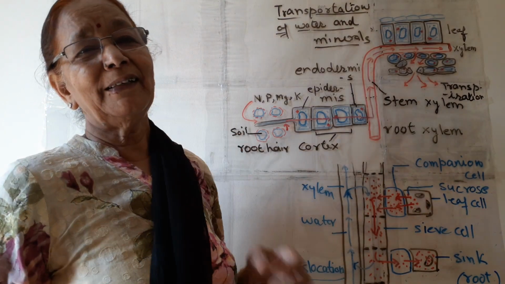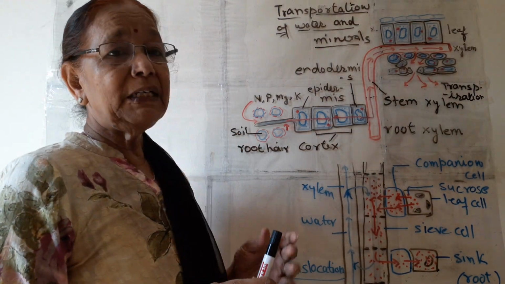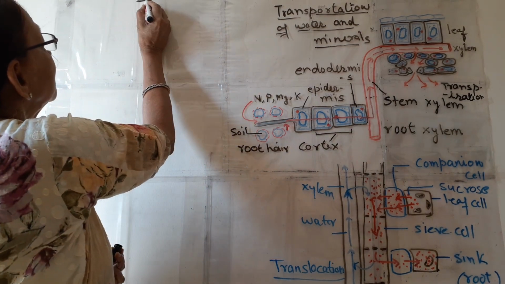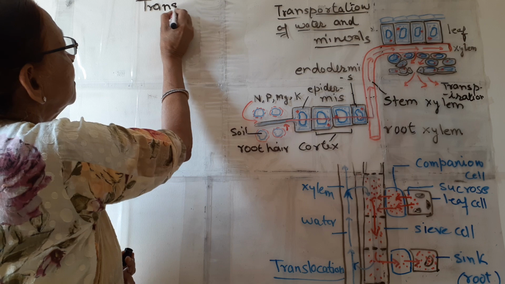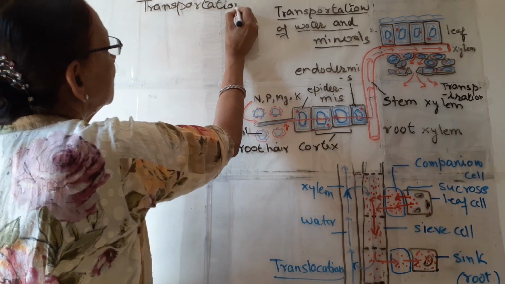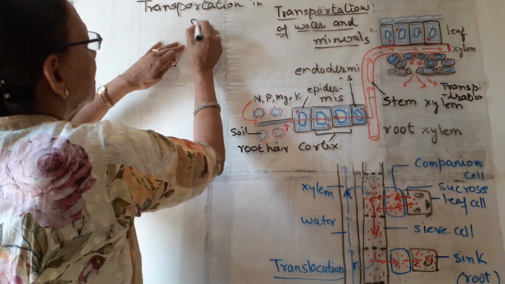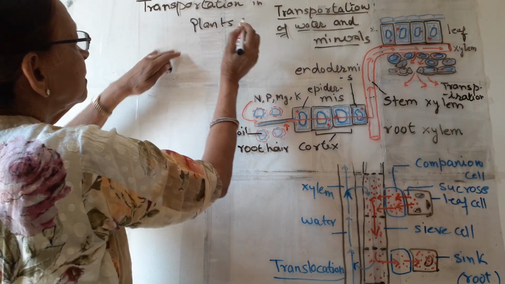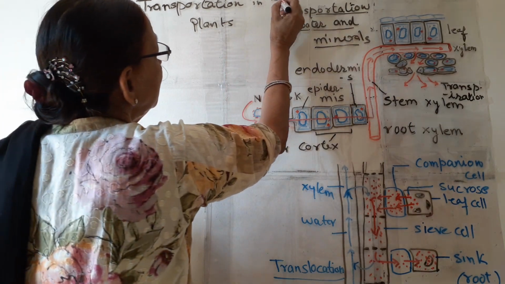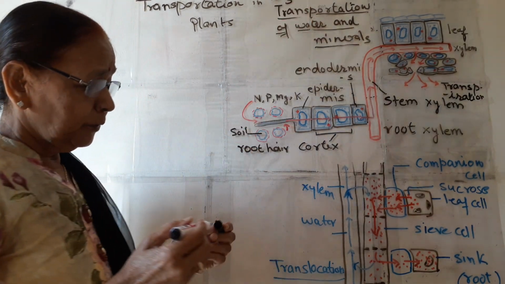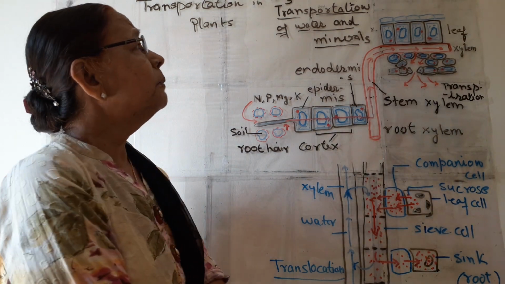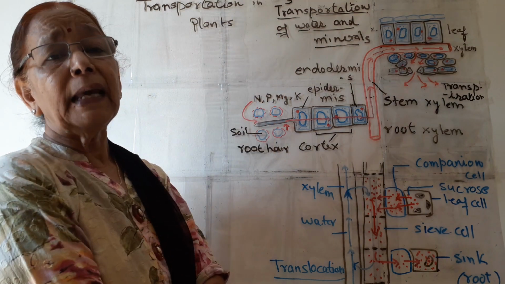Good morning, children. Today we will study about transportation in plants. This is the third part of transportation. So, till now we have discussed transportation in animals.